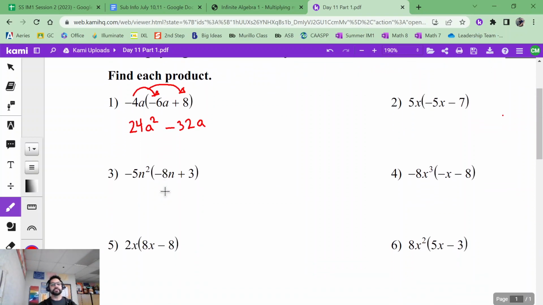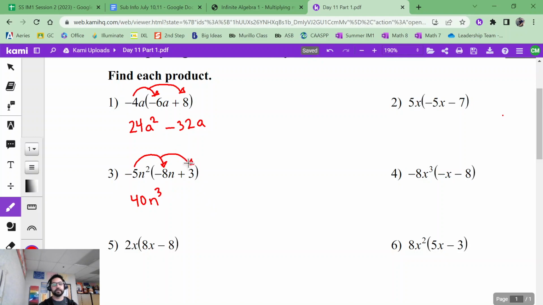Looking at number 3, same strategy, distributive properties. We're going to do our arrow. Negative times a negative is a positive. 5 times 8 is a 40. N squared times n. Remember, you're really just adding your exponents. So 2 plus 1 is a 3.